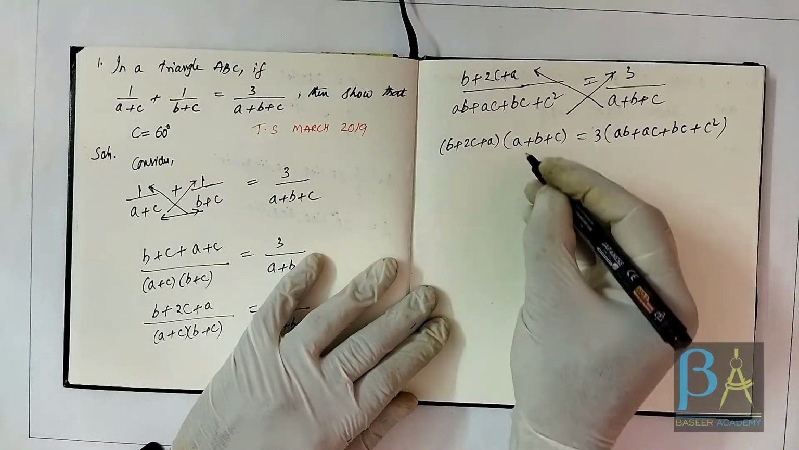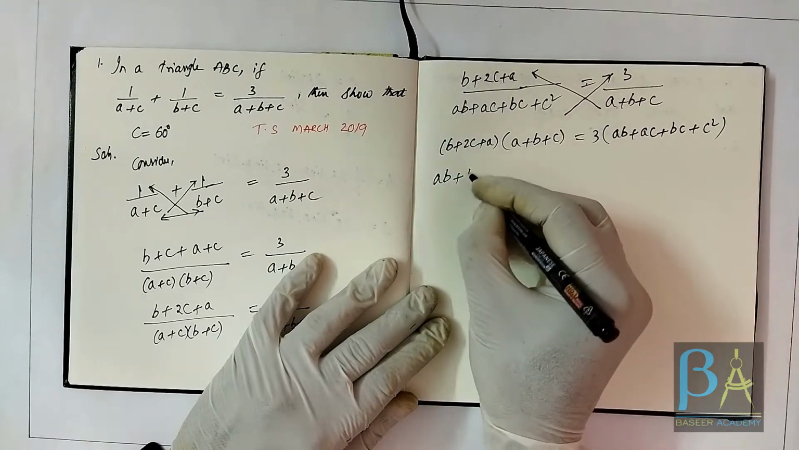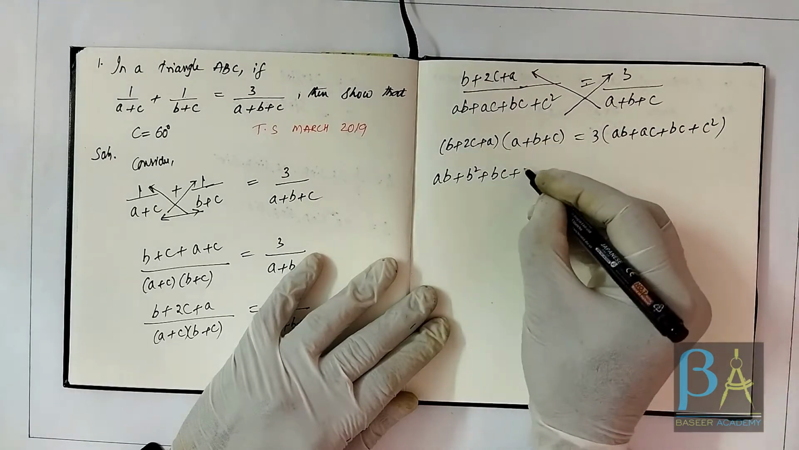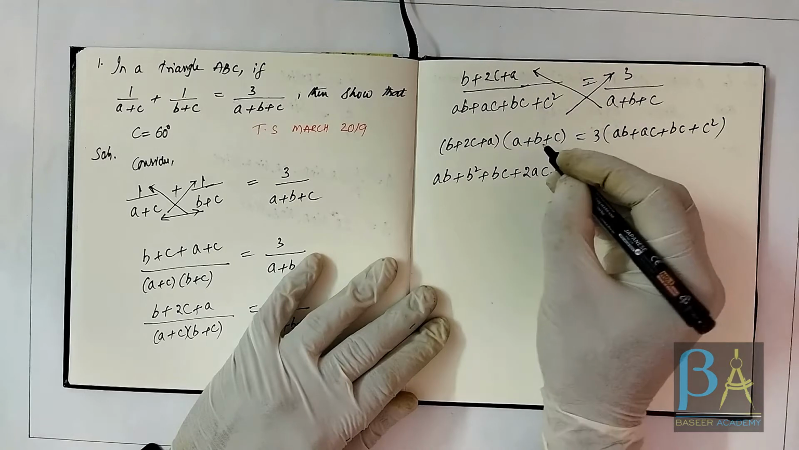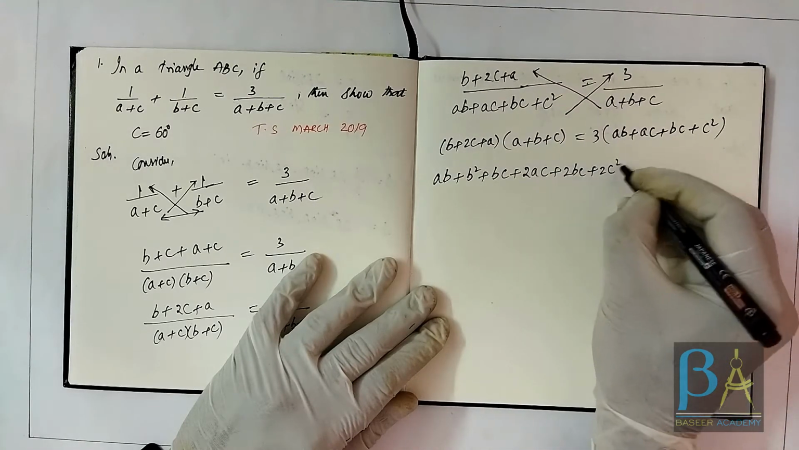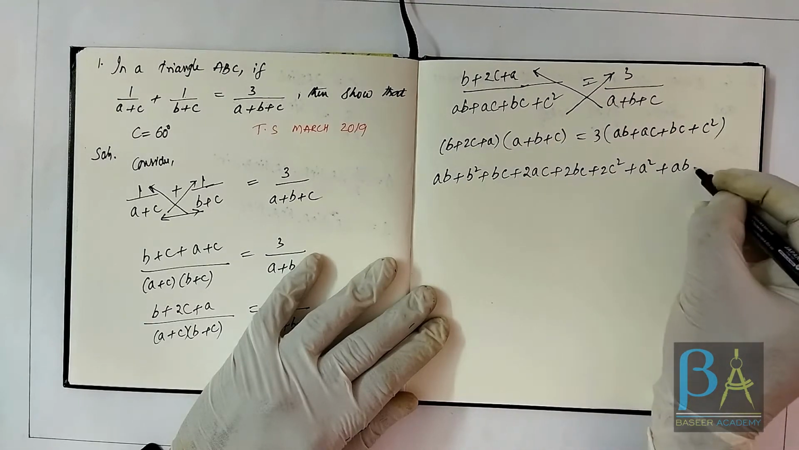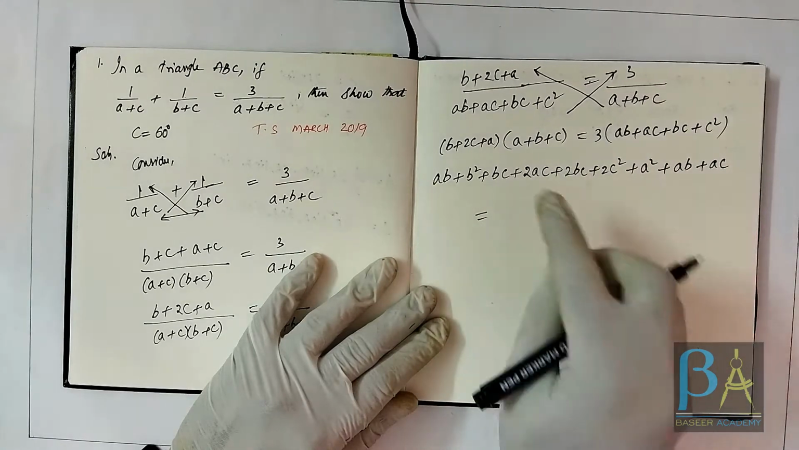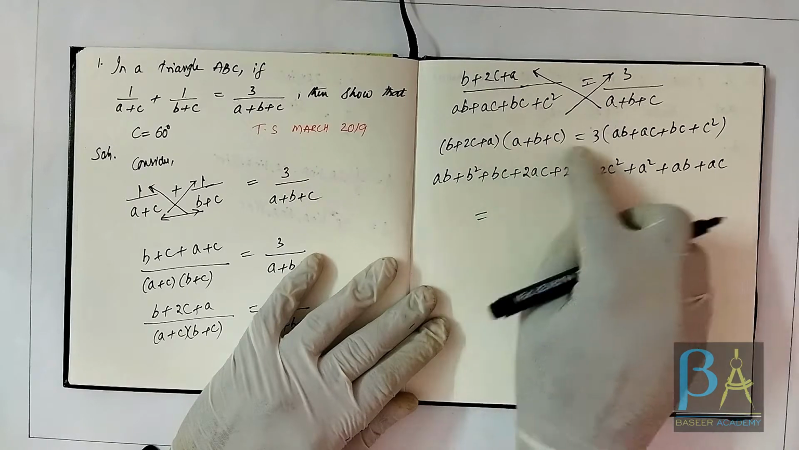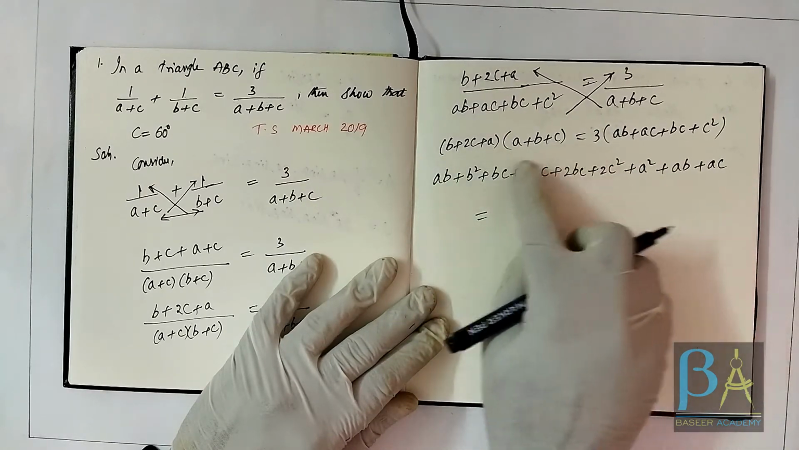Now B into A gives me BA, let's write AB instead. B into B gives me B square. B into C is BC. 2C into A, 2AC. 2C into B gives me 2BC. 2C into C gives me 2C square. A into A gives me A square. A into B is AB. A into C is AC. So I multiplied this thing entirely with B first, then entirely with 2C, and then entirely with A.